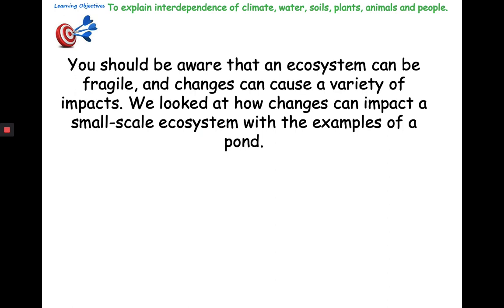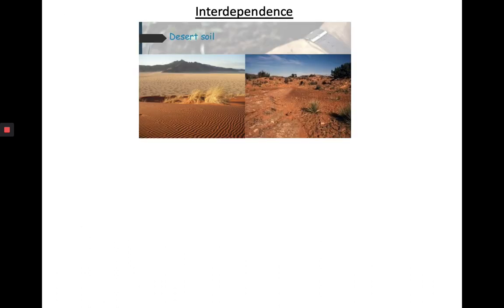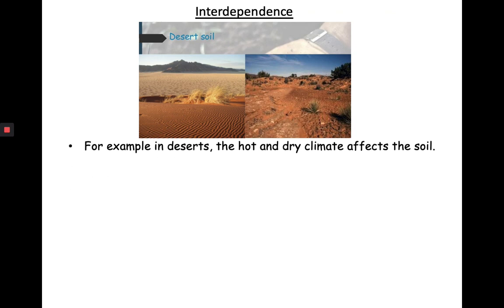Okay, so just had a quick flick through that. You should now, though, be aware that an ecosystem can be fragile and changes can cause a variety of impacts, because we looked at how changes can impact a small ecosystem with the example of a pond. So all aspects of an ecosystem, both the biotic and abiotic elements, are all closely related and many depend on each other. They are what we call interdependent, and we've looked at what that actually means. So, interdependence then. In deserts, for example, the hot and dry climate affects the soil. As you can see on the pictures, the soil is sandy, isn't it?